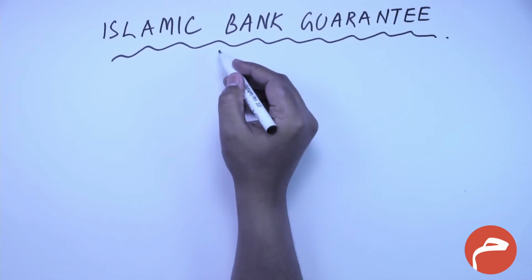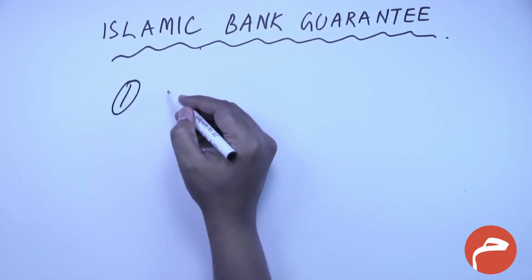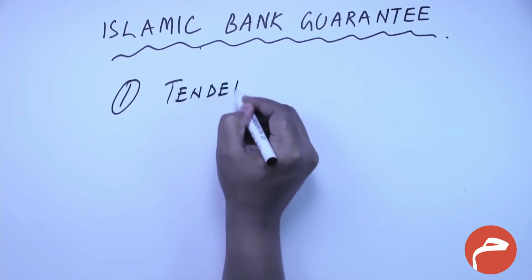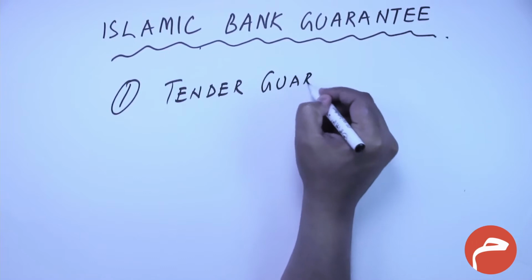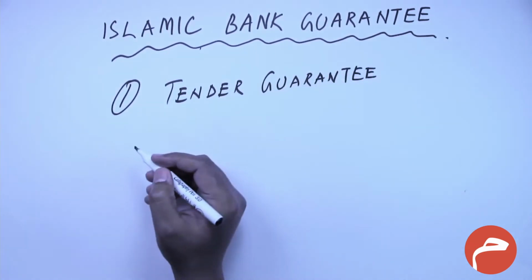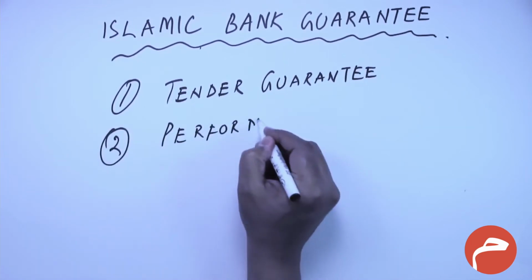To get that comfort, the importer would approach, for example, an Islamic bank, and an Islamic bank guarantee would be issued for the importer in favor of the exporter, mainly stating that in case the importer fails to make the payment obligation, the bank would guarantee such payment to the exporter. So this is in brief an Islamic bank guarantee.